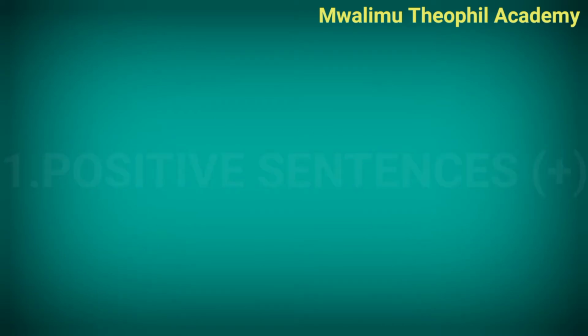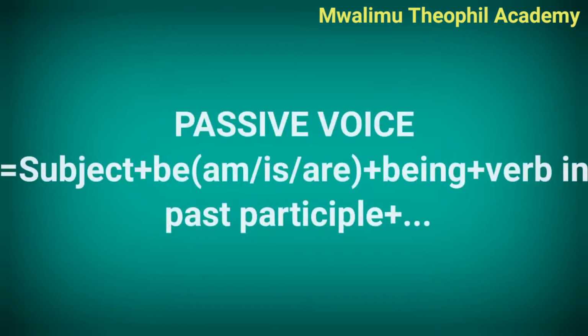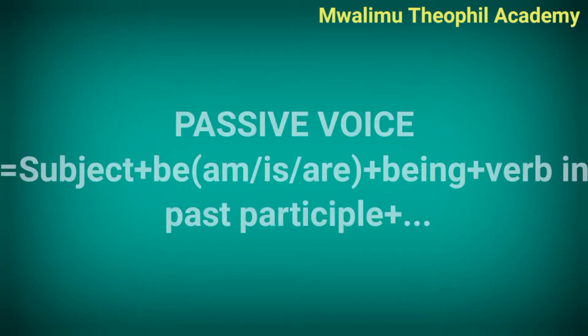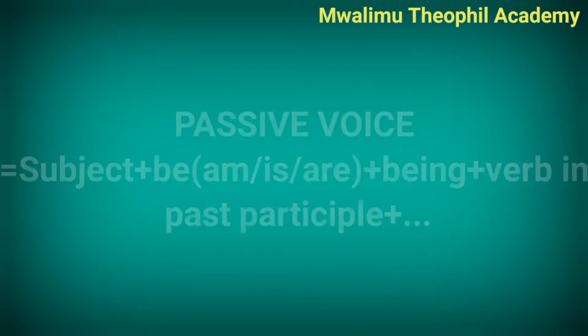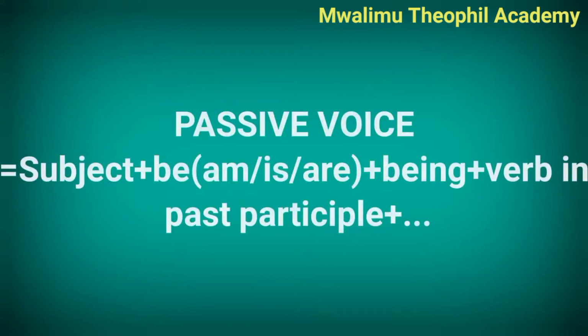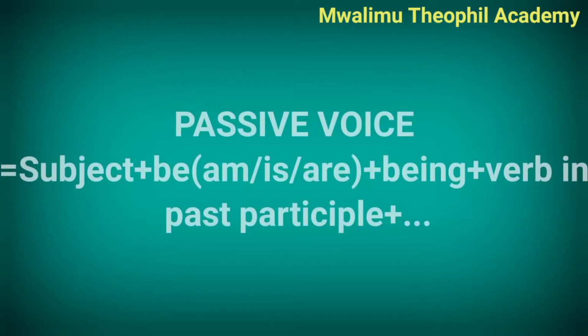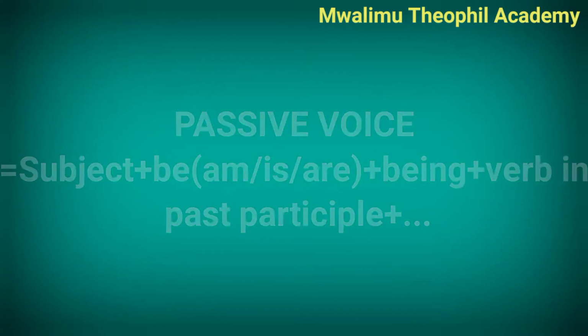When we deal with a positive sentence, the passive voice of this kind of sentence is written in such a way that we start with the subject, and the subject is followed by the verb to be. I mean, the verb to be can be is, am, or are. After that, we add the word being. After the word being, we add the verb which is in past participle.